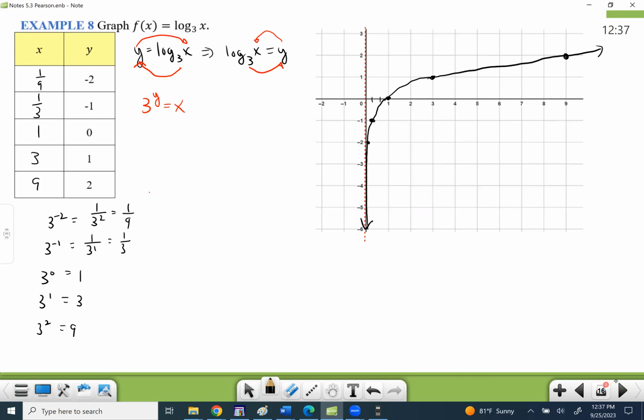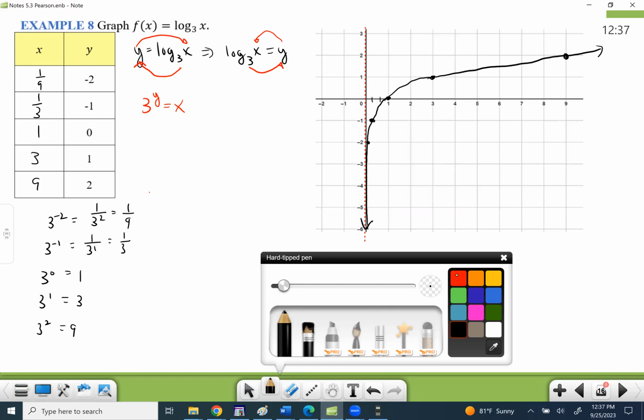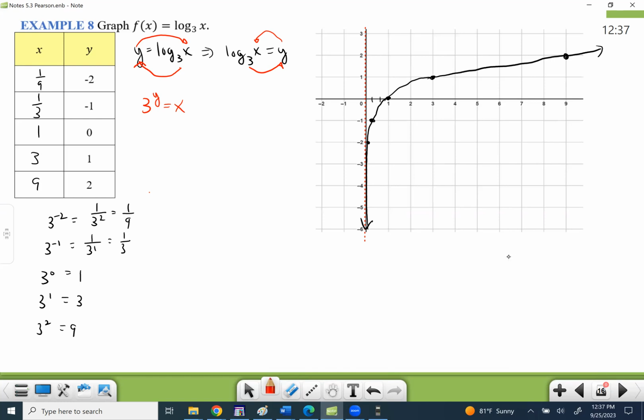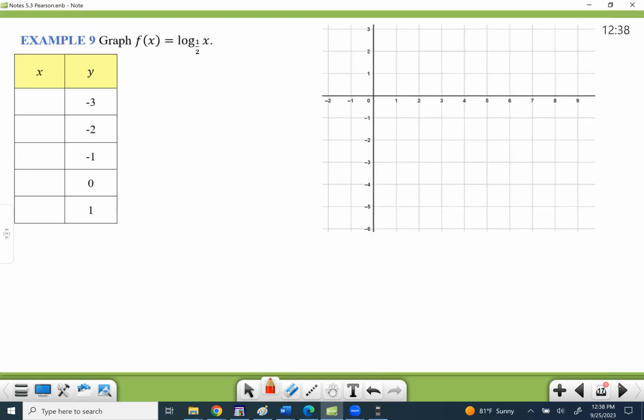Let's try another one so we get really good at the process. Oh, let me label the asymptote. So there's a vertical asymptote. That's a big deal. That would be x equals 0. And all logarithms will have a vertical asymptote at x equals 0, unless it's been translated. So shifted to the left or to the right.